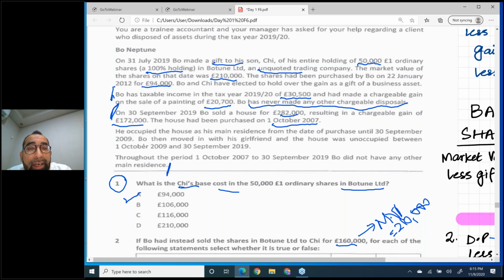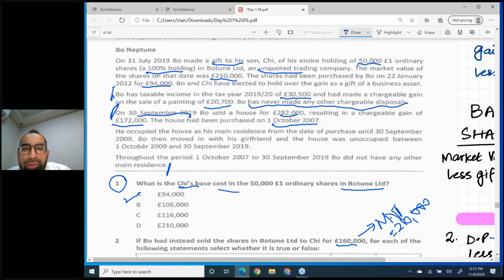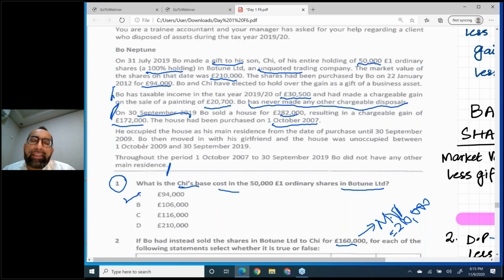The buying date of the house is 1st October 2007, and the selling date is 30th September 2019. This difference is the total period of ownership. Now, he occupied the house as his main residence. Very good, this is the hint of PPR, from the date of purchase until 30th September 2009.